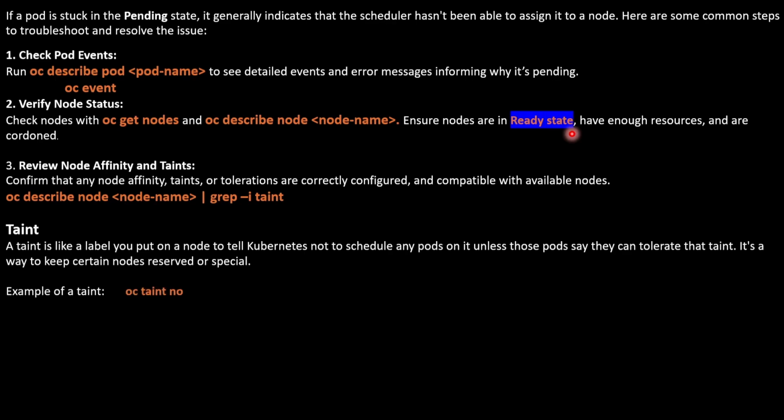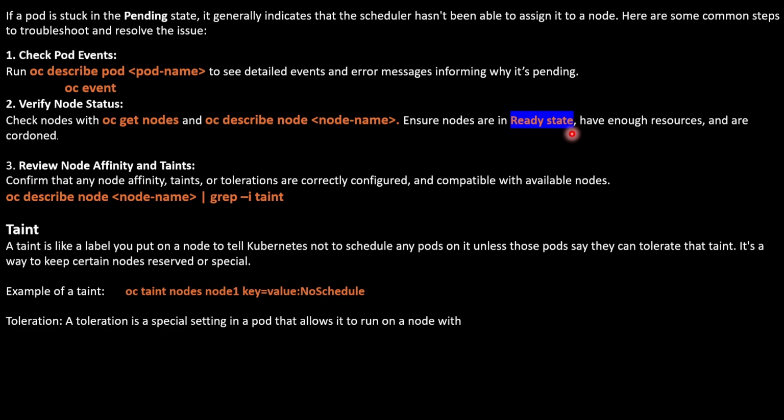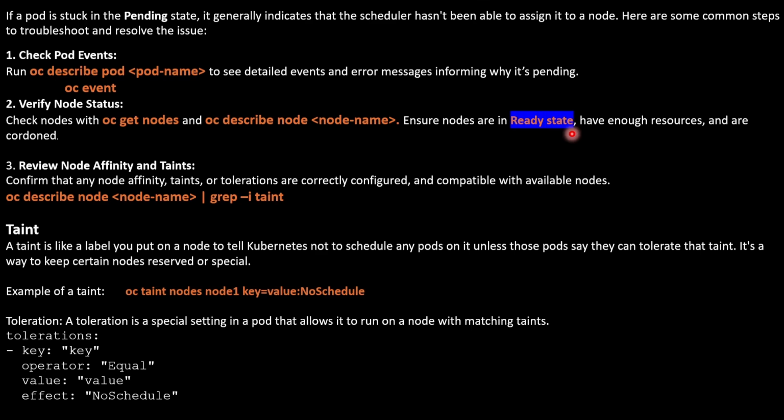Now the example would be how you can add the taint: oc taint node, node name, key=value:NoSchedule. If you observe that the node has a taint, then you must add the toleration at the pod level so that the pod can tolerate this taint and be scheduled on that particular node. Now let me tell you what a toleration is. A toleration is a special setting in a pod that allows it to run on a node with a matching taint. And how can you add the toleration? This is the syntax that you need to add. The other thing is that you can simply remove the taint from the node, then all the pods will be scheduled on the node.